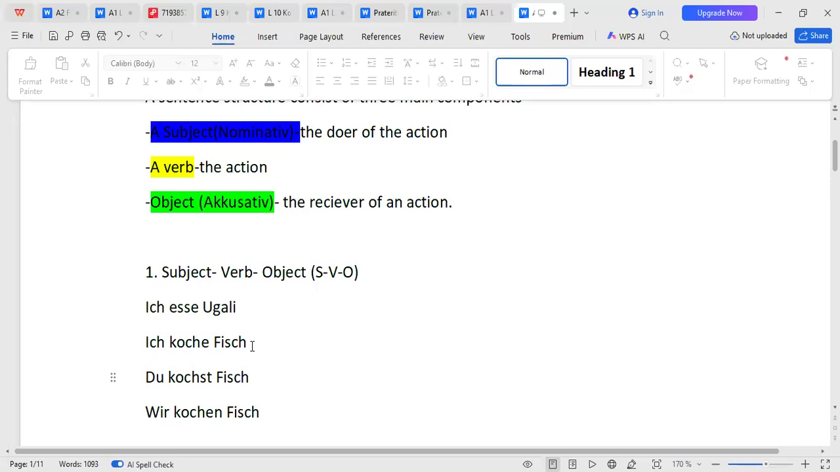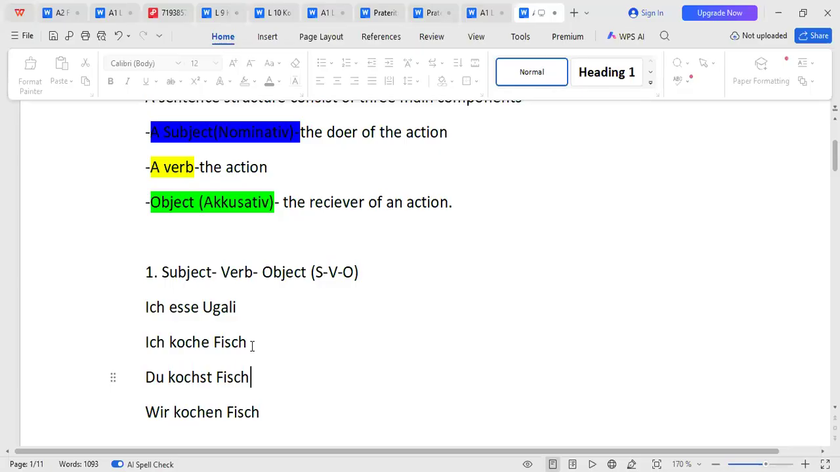So from that point, you see how important conjugation is. You must know how to conjugate. The rules must be followed, because you can't really say du kochen fish. That is wrong. You can't say ich kochen fish. That is wrong. Ich koche, du kochst, wir kochen. Er kocht, Benjamin cooked fish, and so on.